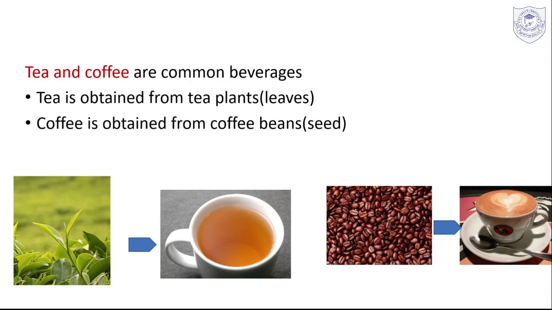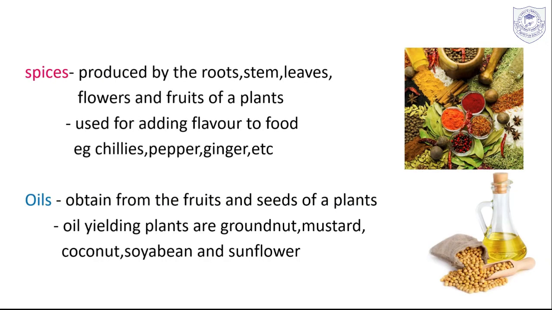Now we'll come to tea and coffee. Tea and coffee are common beverages. Beverage means drinks, okay? Tea is obtained from tree plants. Which part of the plant? The leaves. And coffee is obtained from the coffee beans. Coffee bean is the seed of a plant.